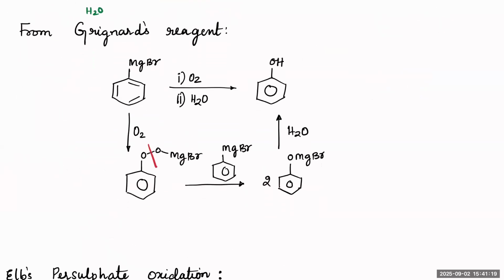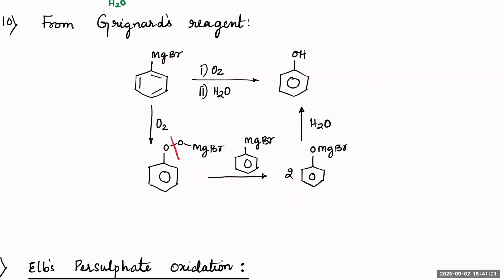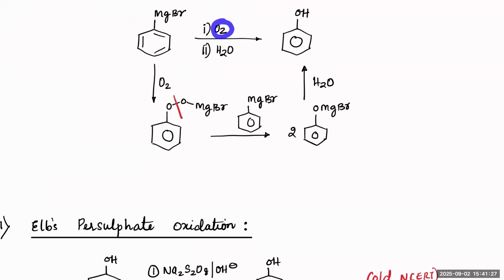Okay. Next, Grignard's reagent. If you have a phenyl magnesium bromide, if you react with oxygen, in the presence of oxygen, this carbon is having minus charge, right? Because Grignard's reagent, you'll always have this as delta minus and this is delta positive. So that minus will attack on oxygen, make it into OO minus, right? And that O minus will again combine with MgBr. So it creates a peroxy linkage which is unstable.